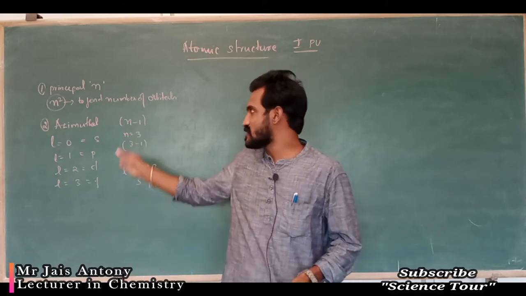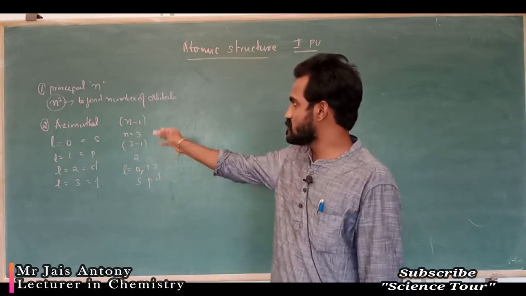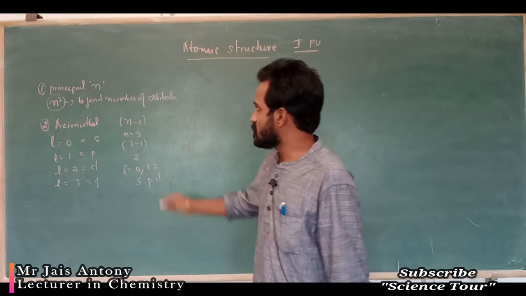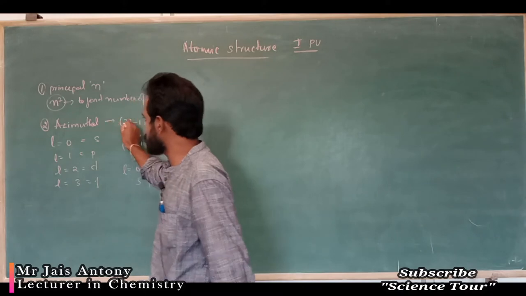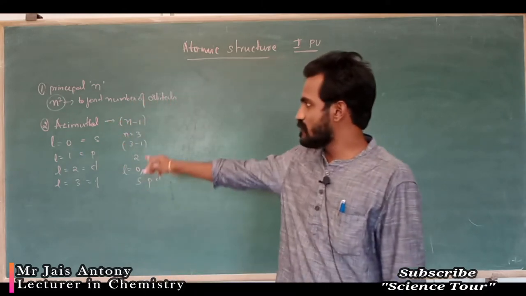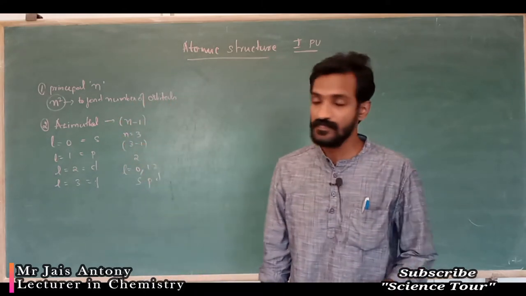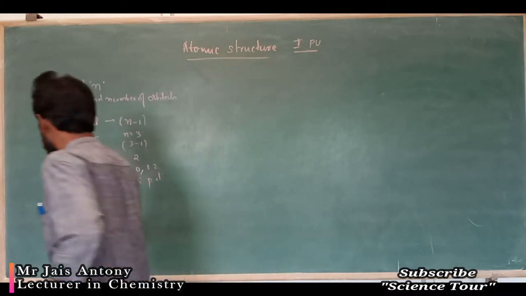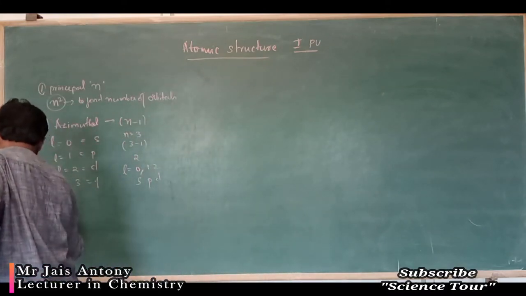We use the azimuthal quantum number to find that. And how to find the azimuthal quantum number? Using this formula you are finding. Just remember this table, it's important. And the last one we were discussing is the magnetic quantum number.